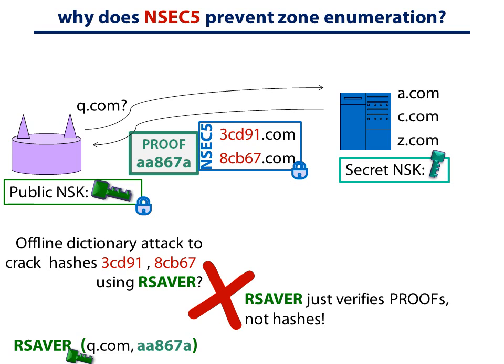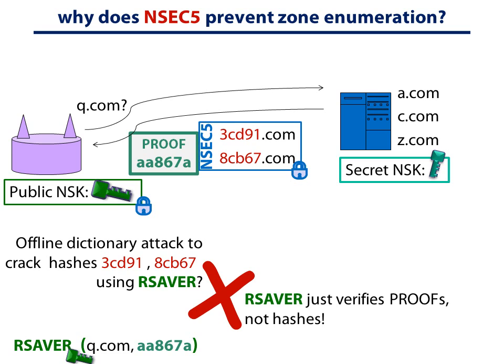So the bottom line is that because the RSA verification algorithm just verifies proofs, and we don't actually have any proofs in the NSEC5 record, you can't use this verification algorithm to learn any extra information about the hash values that he learns from the NSEC5 records.